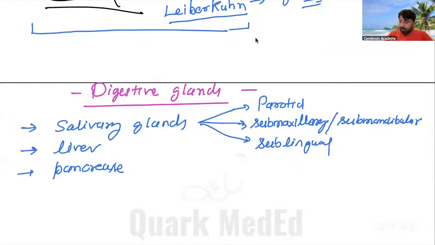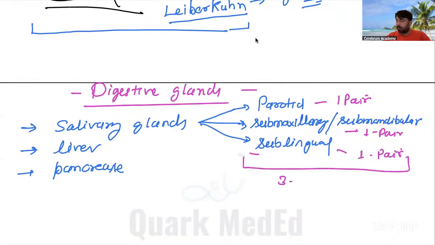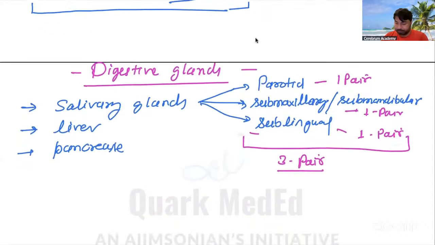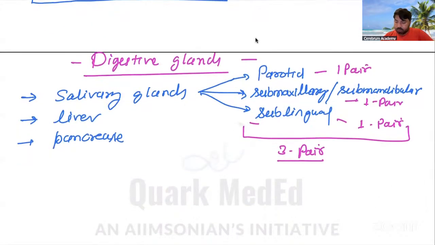So these are three pairs of gland. Parotid is one pair, this is also one pair, and the third one is also one pair. So total how many? Three pairs. We have three pairs of main salivary glands. They produce saliva, so their secretion is called saliva.